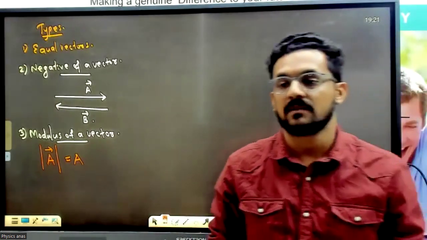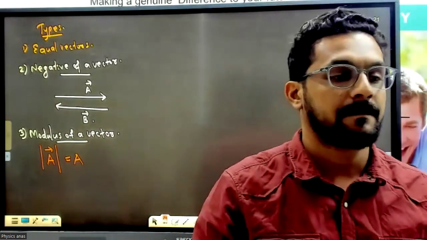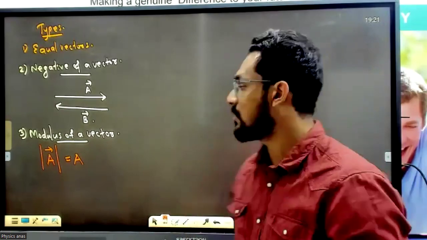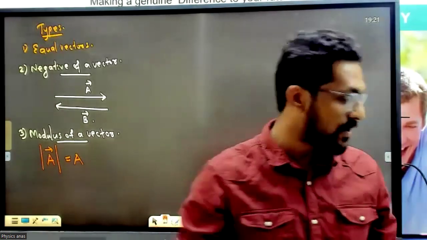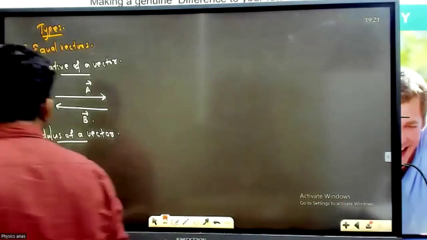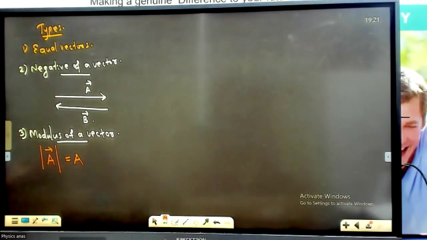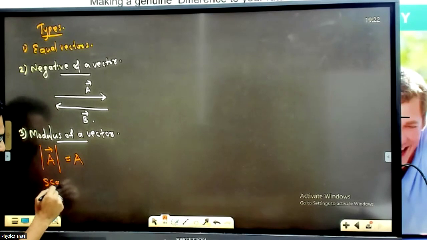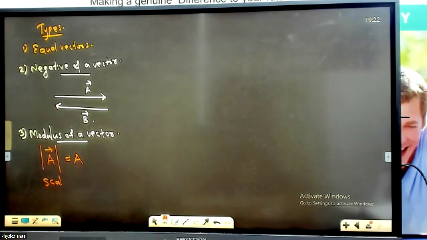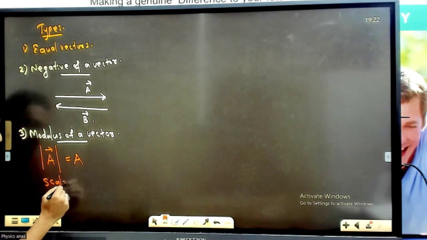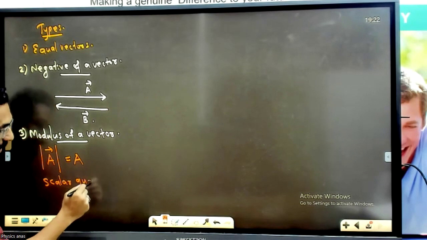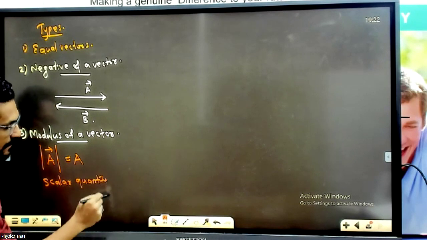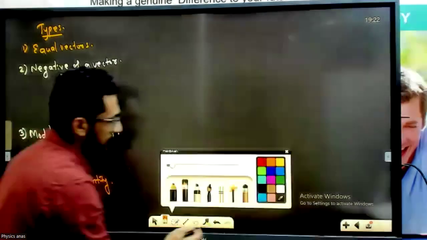Magnitude of a vector. That's the modulus of a vector. And it's a scalar quantity. As you can see, this is a scalar quantity. No direction in it. It can be expected in an MCQ. It's a scalar quantity. Got it? So that's the modulus of a vector.